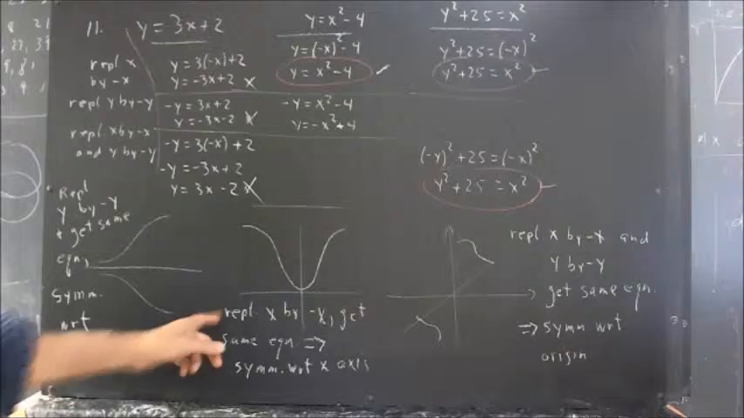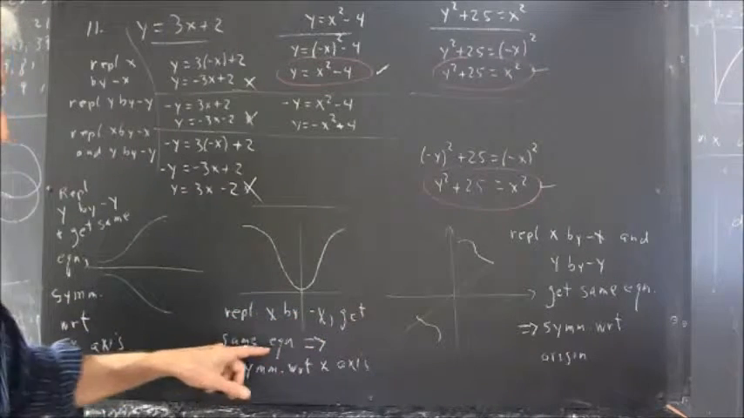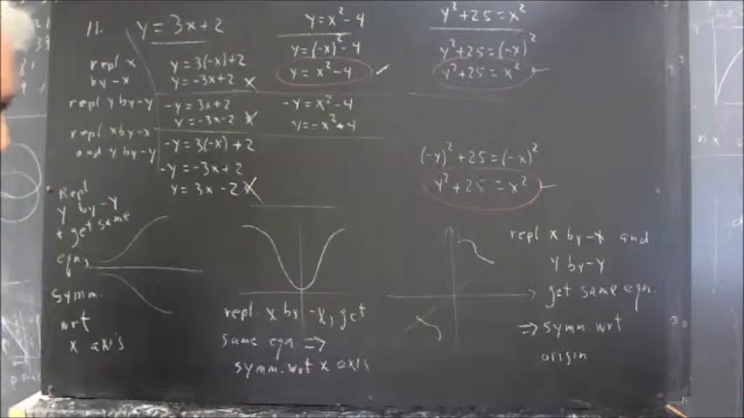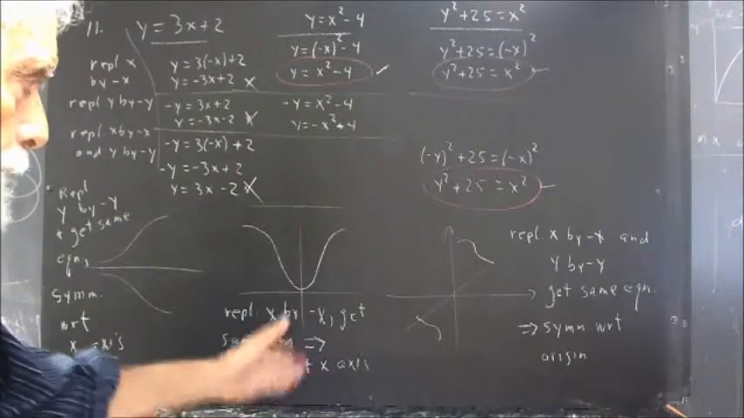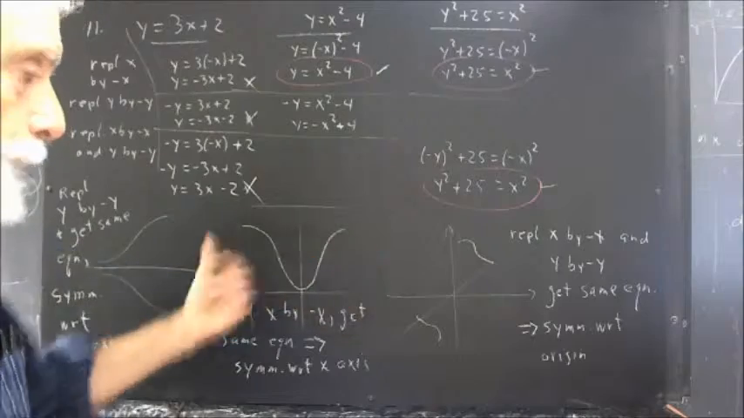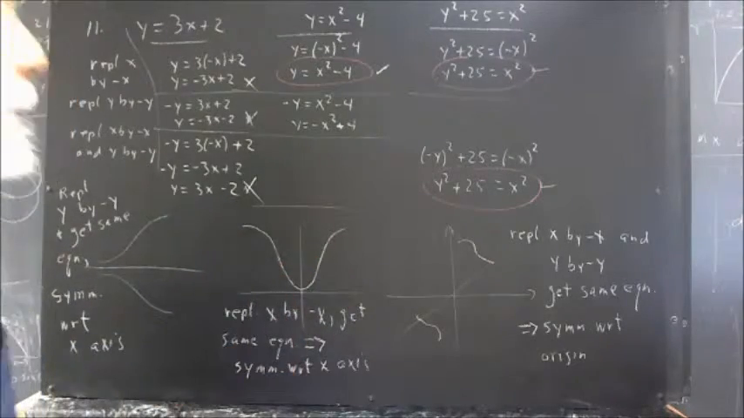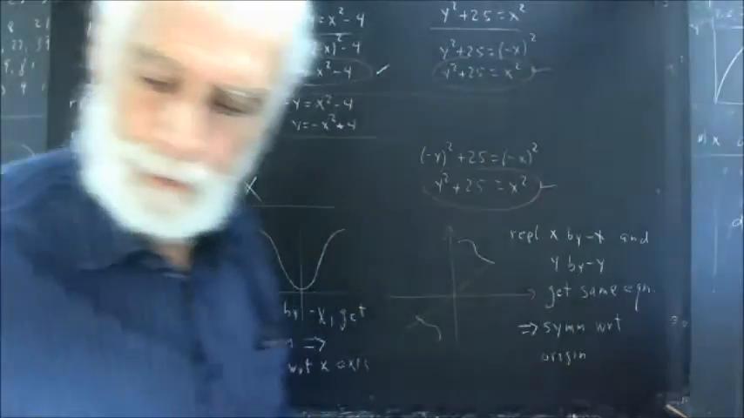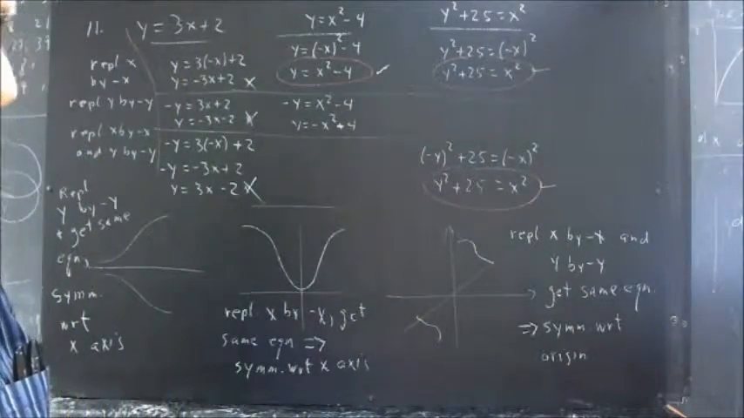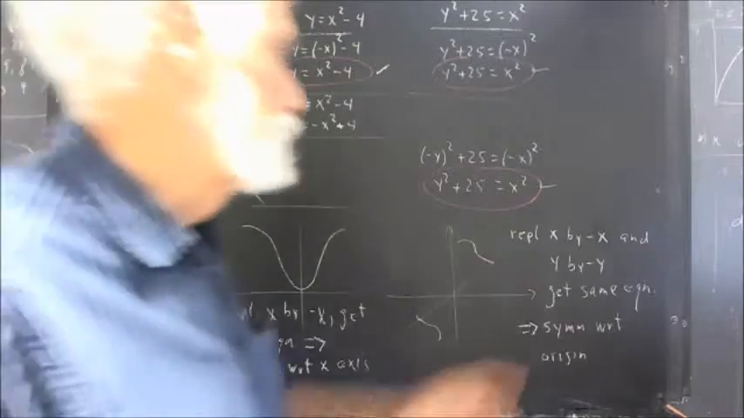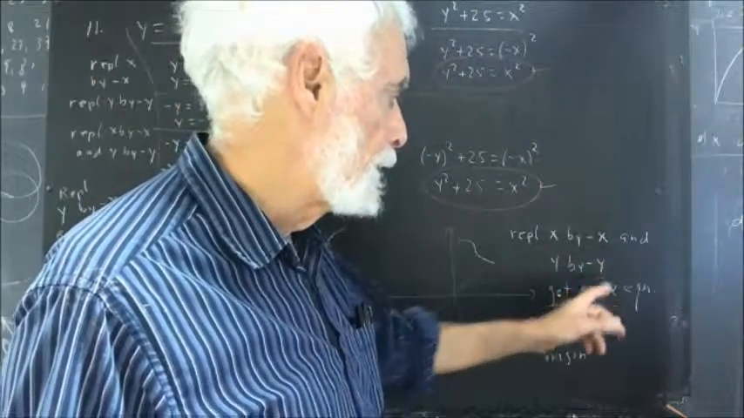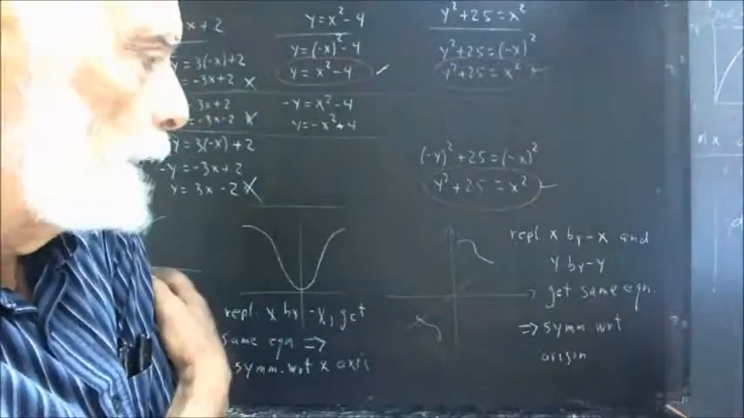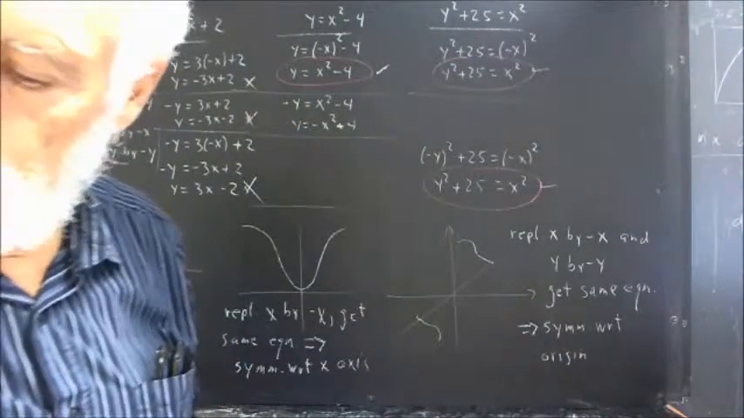If replacing y by negative y gives you the same equation, then you have symmetry with respect to the x-axis. You have the x-axis here. What's on this side and what's on this side are mirror images. Now, if you replace x by negative x and y by negative y and get the same equation, that implies that you have symmetry with respect to the origin.